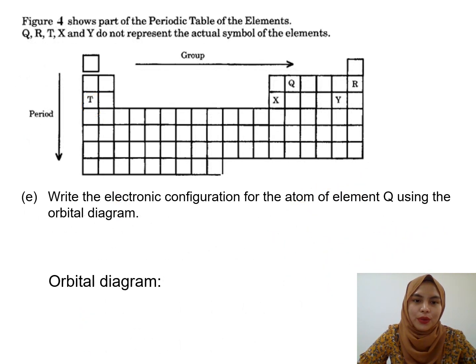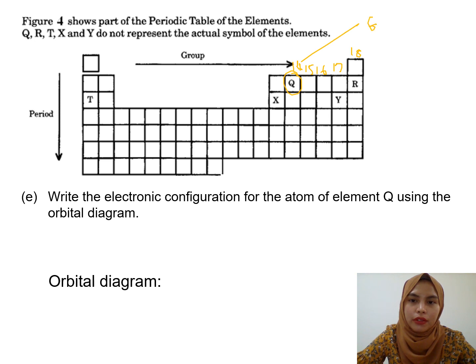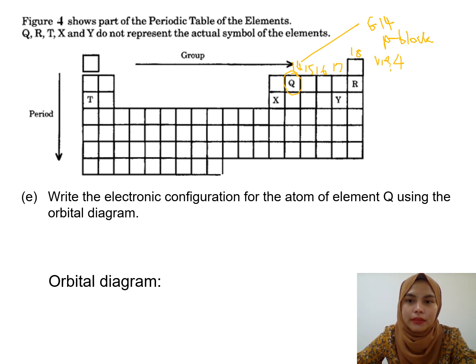Next, write the electronic configuration for the atom of element Q using the orbital diagram. So, you keluarkan the information you tahu pasal Q. So, if let's say this is group 18, 17, 16, 15, 14. So, Q berada pada group 14 and also Q berada pada P block. Kalau P block, that means the valence electron untuk Q hanyalah 4 sahaja. Kan? Valence electron untuk Q ada 4. Lepas tu apa lagi? Dia berada pada period yang kedua.